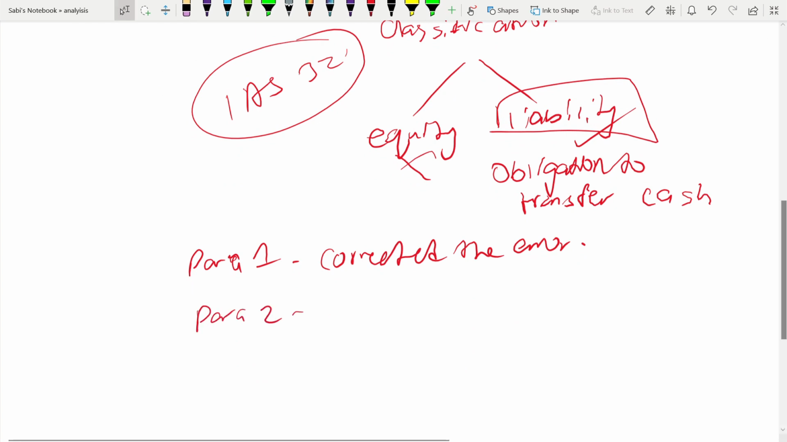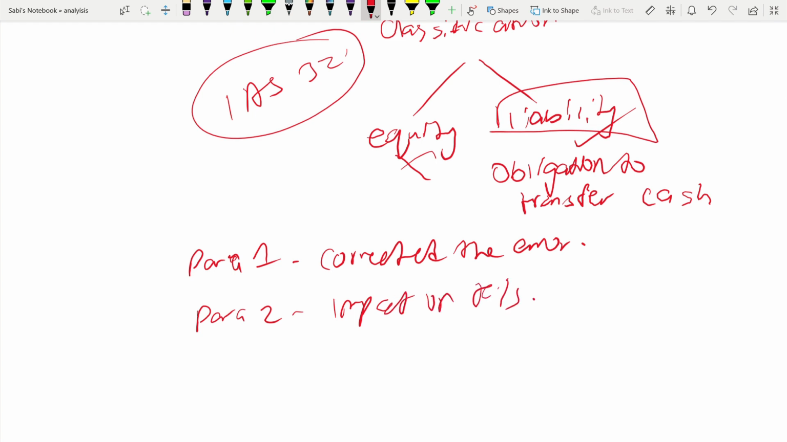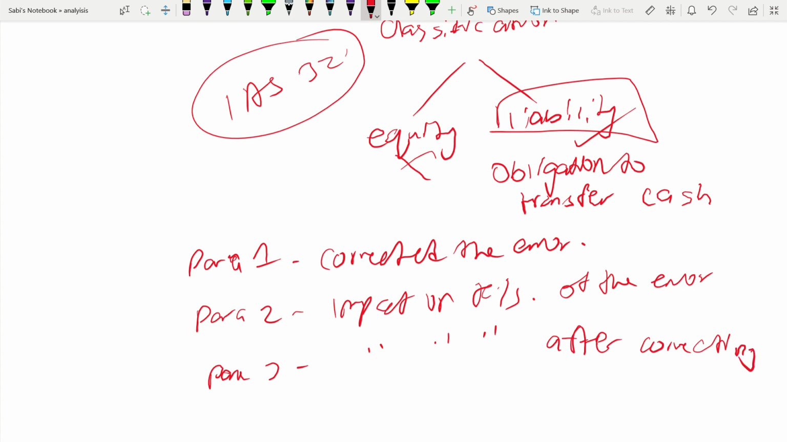Paragraph 2, the impact on the financial statements. First, the impact on the financial statements of the error. Para 3, the impact on the financial statements after correcting the error. So now you have an idea: there are 3 paragraphs in this answer, and this is what each paragraph means. This should always be your guideline to do questions like this. If you have an error, first correct the error. Second, what is the impact with the error? Third, after correcting the error, what is the impact?